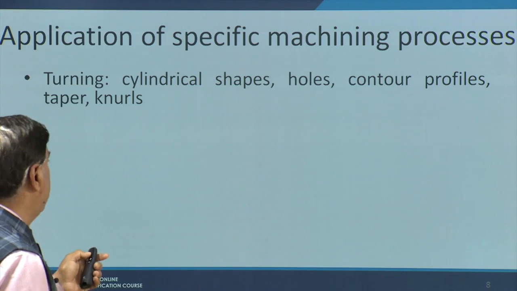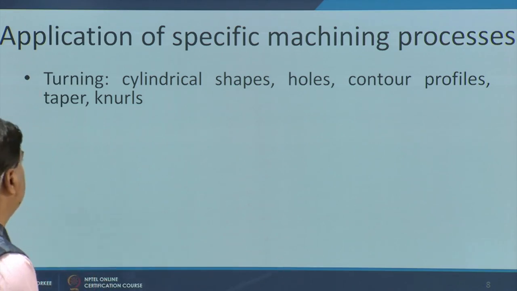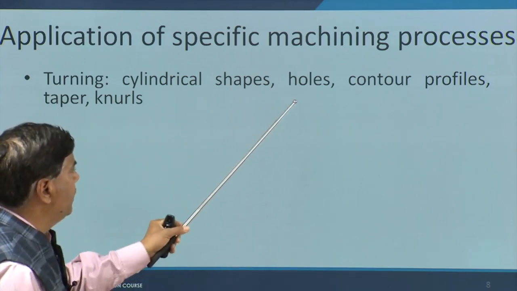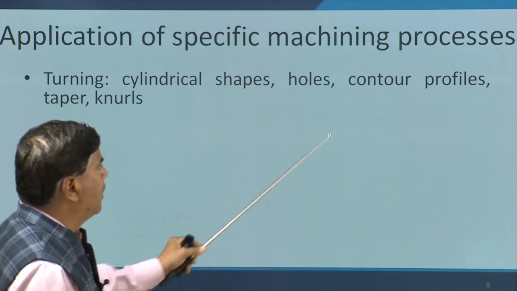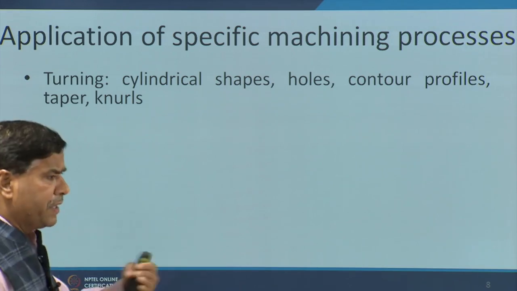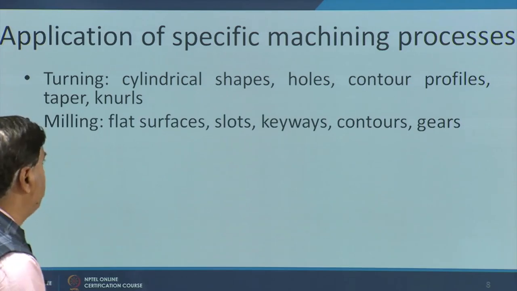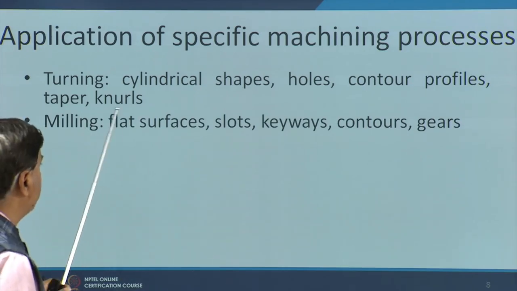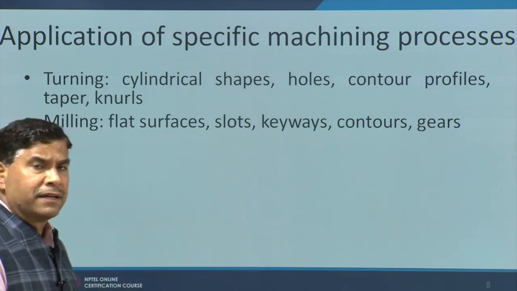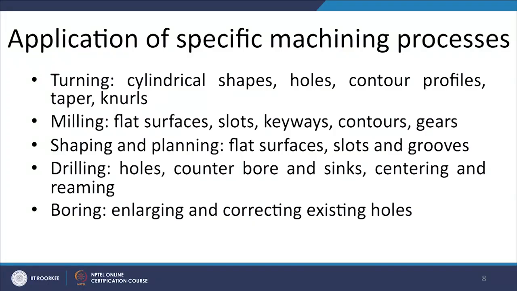Machining involves several processes, one of which is turning. Turning is used for making cylindrical shaped products, holes, contour profiles, tapers, knurls, threads, etc. So, various geometrical features can be made using turning. Then milling is primarily used for making flat surfaces, slots, keyways, contours and gears. Gear milling is very common for producing gears. Then shaping and planing processes are mainly used for making flat surfaces, slots and grooves.